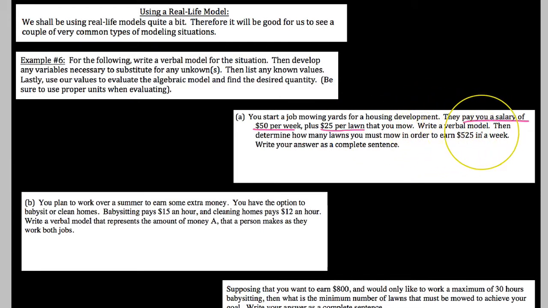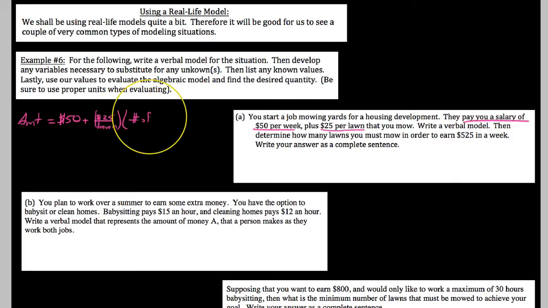It says we want a verbal model to represent the amount of money we make as we mow lawns. Okay, so when you talk this out to yourself, you'd say, well, the amount of money I make, that would probably be equal to, it looks like we make $50 to begin with. So we say $50 plus $25 per lawn times the number of lawns. So we say number of lawns.